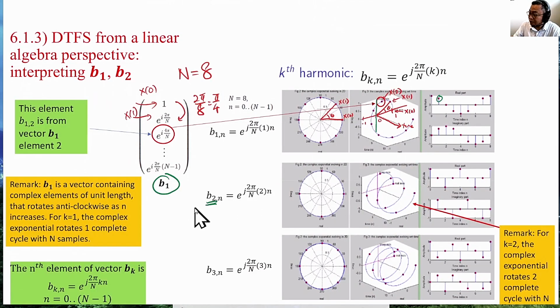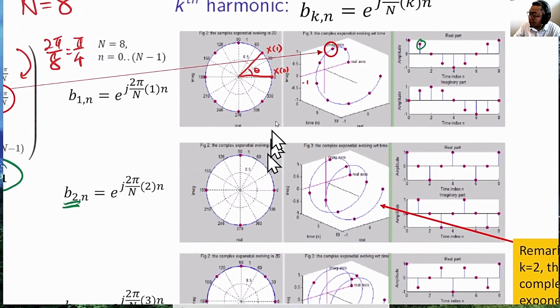Now let's think of what is B2. B2, as you know, is a complex exponential rotating 2 times faster than B1. So how do I know? You look at this. In 8 samples, B1 rotates 1 round. In 8 samples, B2 rotates 2 rounds. That's one way to look at it. The other way to look at it is in every 1 sample, it jumps by 90 degrees compared to the previous one, which jumps by 45 degrees.